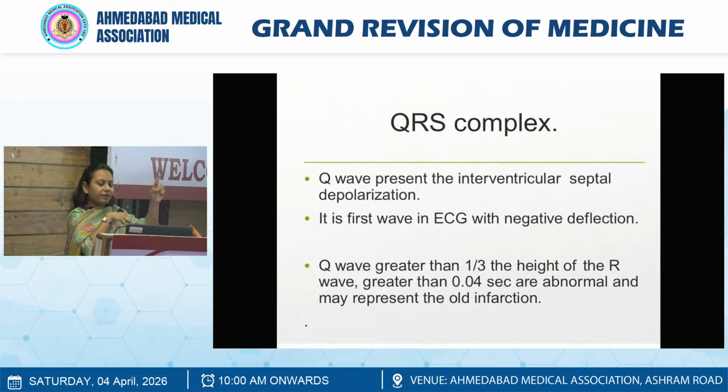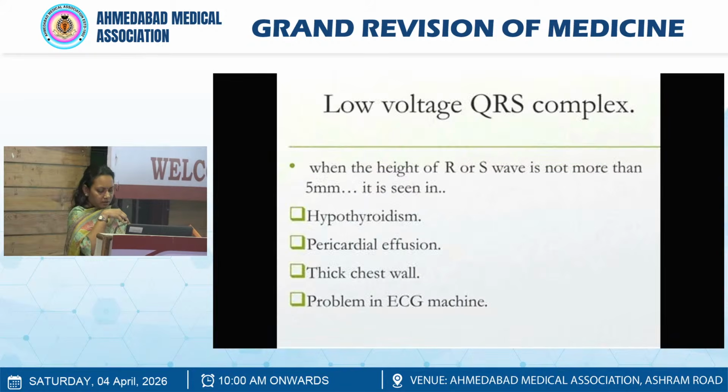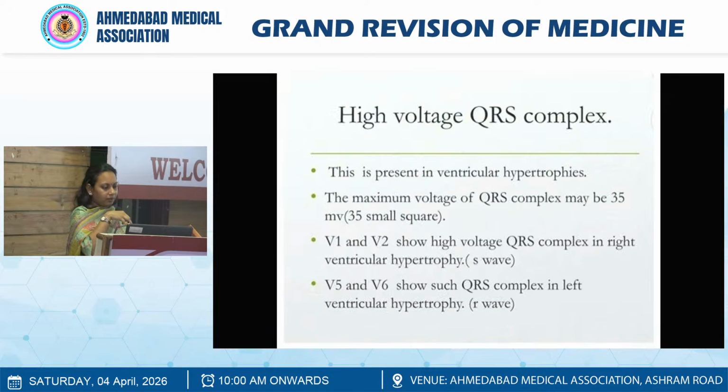If the Q wave is greater than 1/3 the height of the R wave, then it will represent an old infarction. If just a Q wave is there or if it is not seen, it is not an abnormality. Q wave greater than 1/3 of the height of the R wave represents old infarction. Low voltage, this is all theory. Now high voltage QRS complex, this is important.